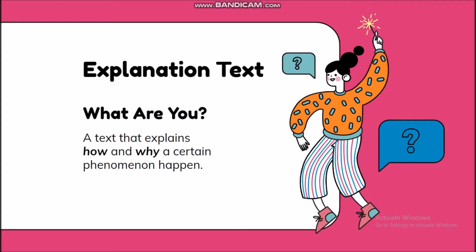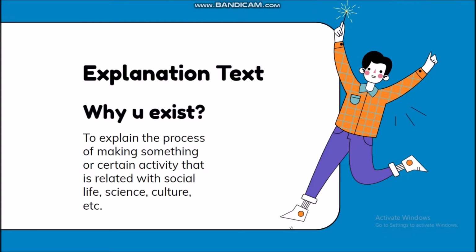Well, explanation text is a text that explains how and why a certain phenomenon happened. Next. But why? Why do you exist, explanation text? Well, explanation text has its purpose. The purpose is to explain the process of making something or certain activity that is related with social life, science, culture, etc.